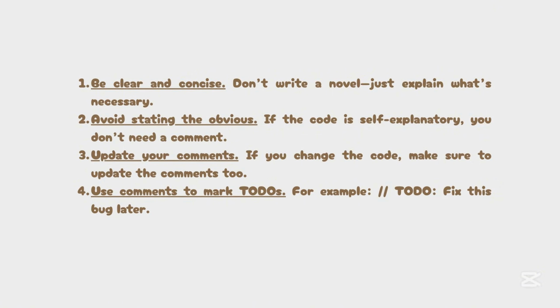Here are some best practices for writing comments. Be clear and concise. Don't write a novel, just explain what's necessary. Avoid stating the obvious. If the code is self-explanatory, you don't need a comment. Update your comments. If you change the code, make sure to update the comments too. Use comments to mark to-dos. For example, to do, fix this bug later.